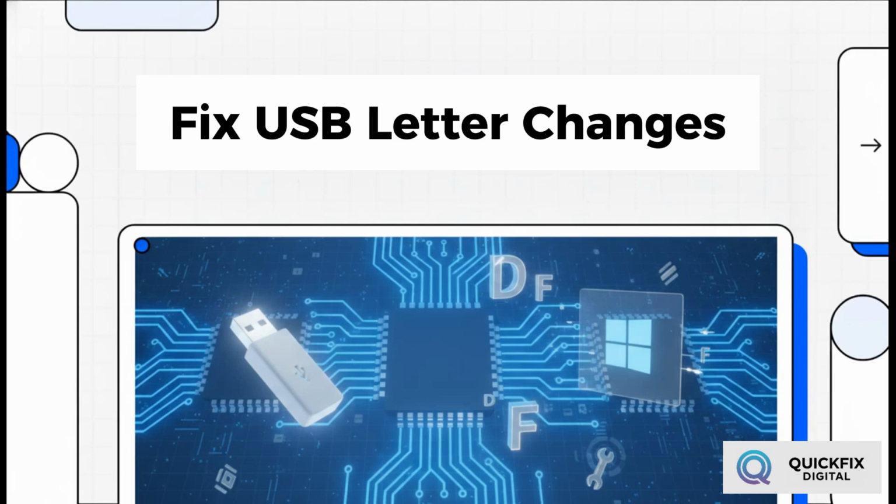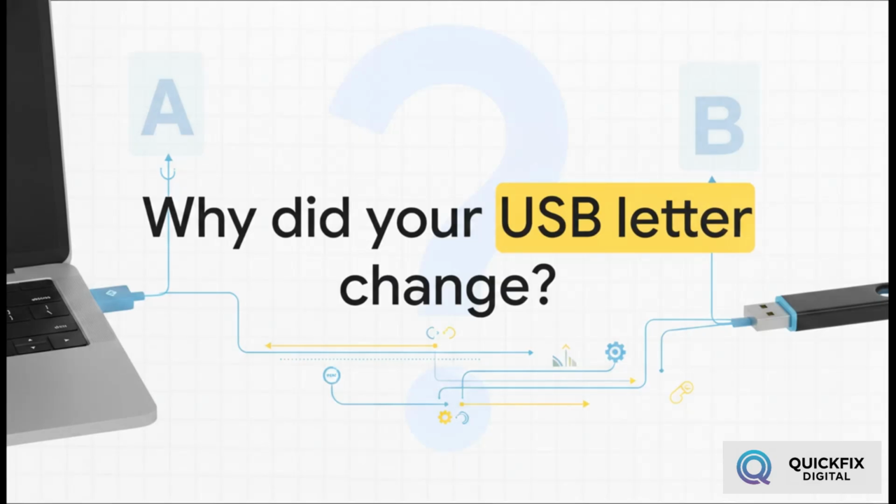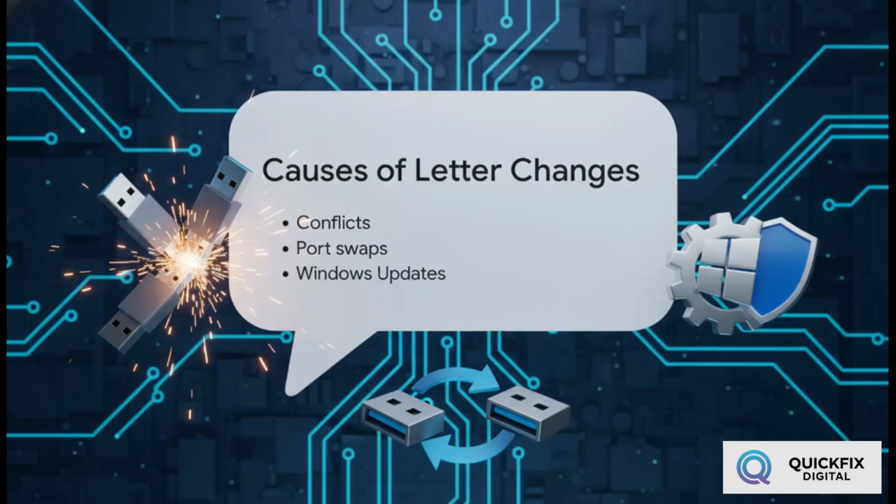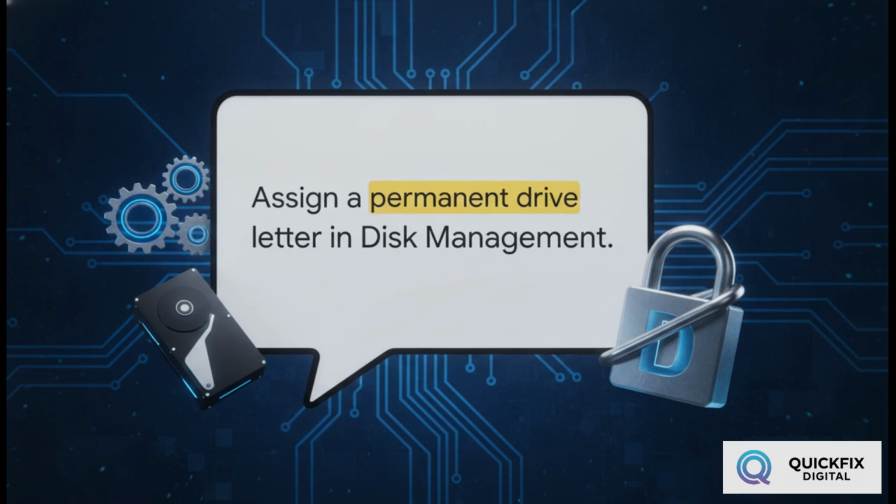Welcome to this explainer. Let's fix that annoying issue where your Windows 11 USB drive letter keeps changing. You plug it in, it's drive A. Reconnect later, and it's drive B. What gives? So what causes this? Well, conflicts, port swapping, and Windows updates just confuse the automatic assignment process. The easiest fix? Manually assigning a permanent letter using Disk Management.